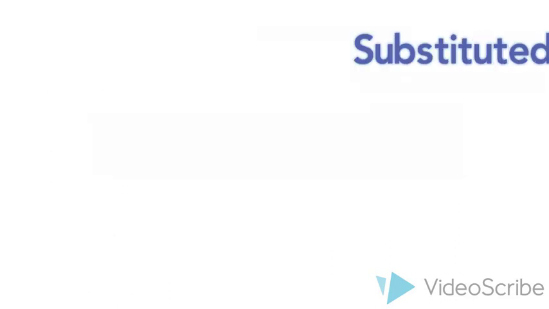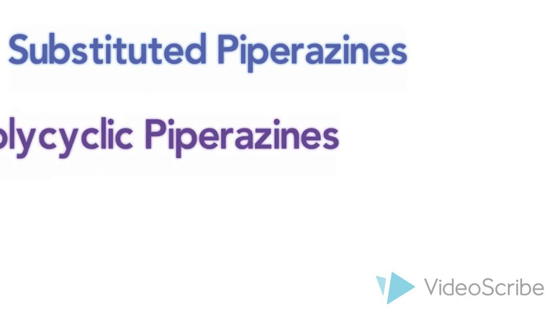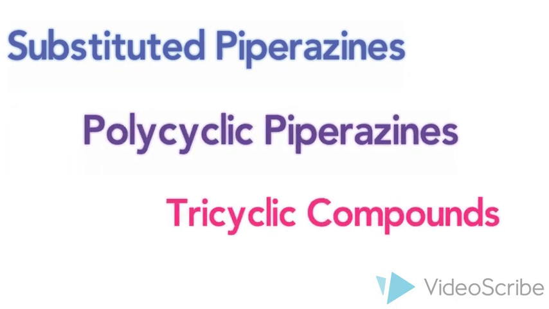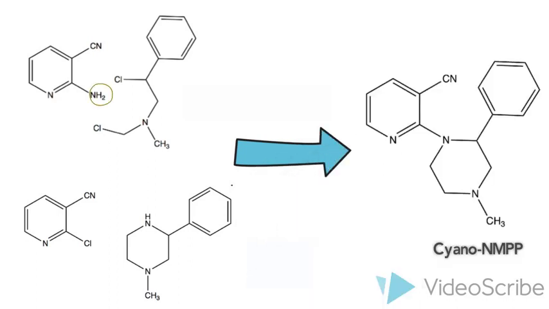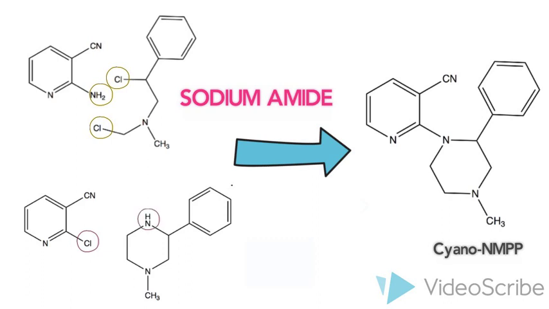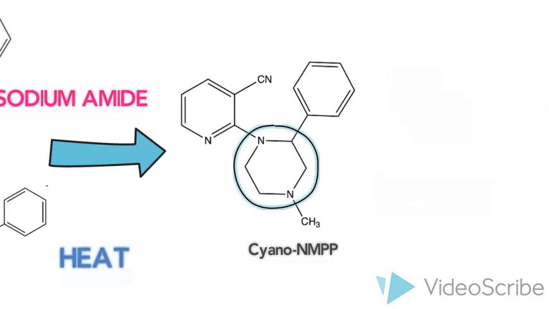So how was mirtazapine then synthesized? Mirtazapine was initially developed from substituted piperazine, polycyclic piperazine, and tricyclic compounds. 2 methods were used for the synthesis of cyano-NMPP presented. Route 1 shows the reaction of an amine with the 2 chlorine groups under strong basic conditions, for example sodium amide. The second route shows the reaction of a chloride group with a secondary amine group. This is in the presence of heat and creates HCl as a side product. These reactions both produce cyano-NMPP through the nitrogen connection.